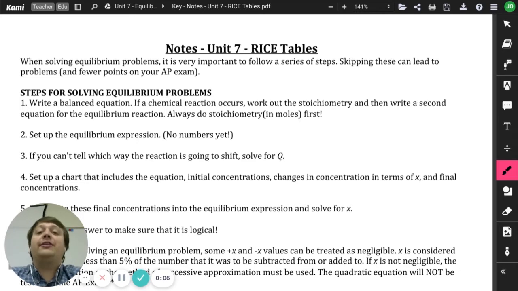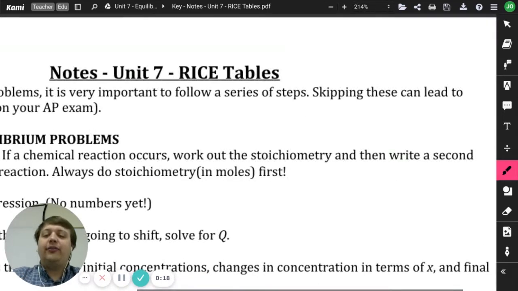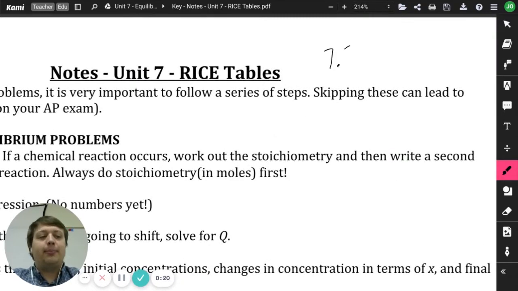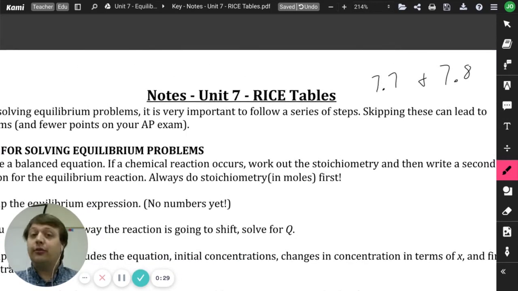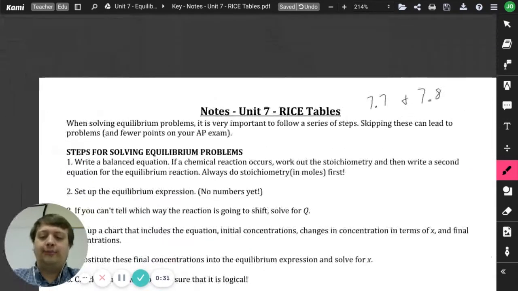Today we are going to be continuing our Unit 7 notes on equilibrium. For that, you do need to make sure you've got a calculator. Today's lesson is going to be over something called RICE tables, and that is going to fall in 7.7 and 7.8 on the AP calendar. So this is what you can use to do some extra practice on this unit.